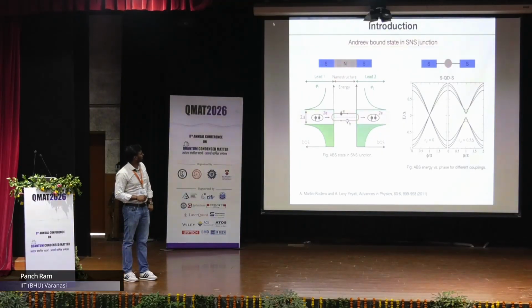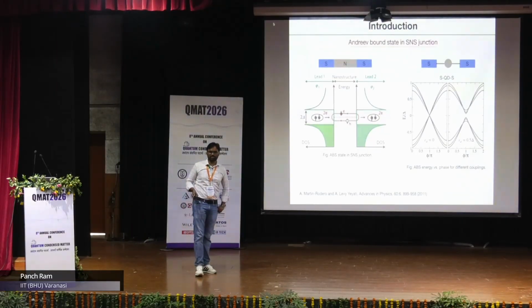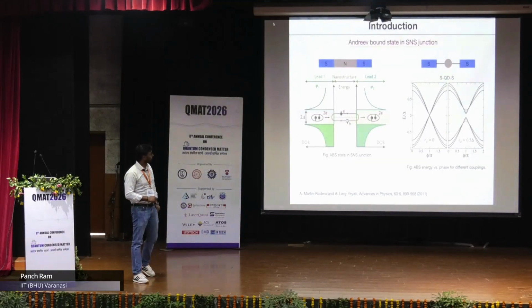So to understand, there is a formation of, earlier it was Andreev reflection, and now it is the formation of Andreev bound states. And what happens here in the superconductor, you see this is the density of states plotted in this direction, and this is the energy scale. And you see in the gap there are Cooper pairs.